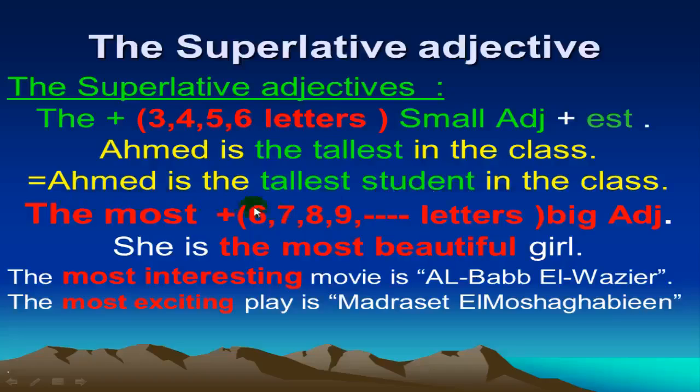The most, plus big adjective, 6, 7, 8, 9, 10 letters. Very big adjective, more than 6 letters. She's the most beautiful girl. Beautiful. 1, 2, 3, 4, 5, 6, 7, 8, 9. 9 letters. This is a big adjective.